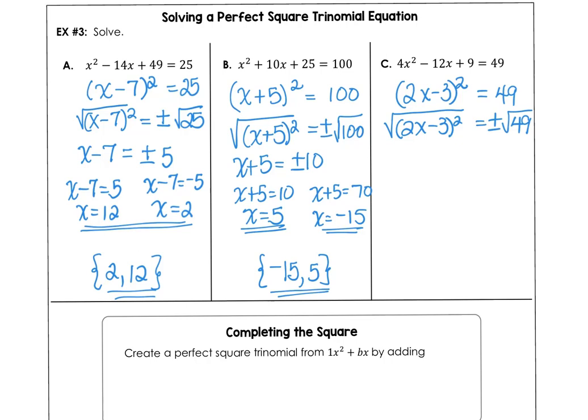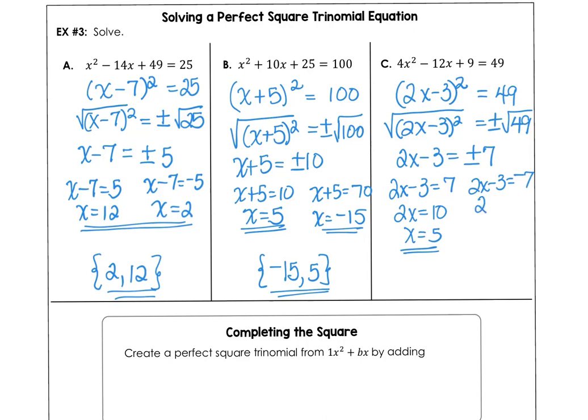So we want to eliminate that square. And then we have 2x minus 3 is either positive or negative 7. When 2x minus 3 is positive 7, 2x is 10, so x is 5. Or 2x minus 3 is negative 7. In that case, 2x is negative 4, so x would be negative 2. And again, it's quadratic. We're expecting two solutions because the power is 2: negative 2 or positive 5.